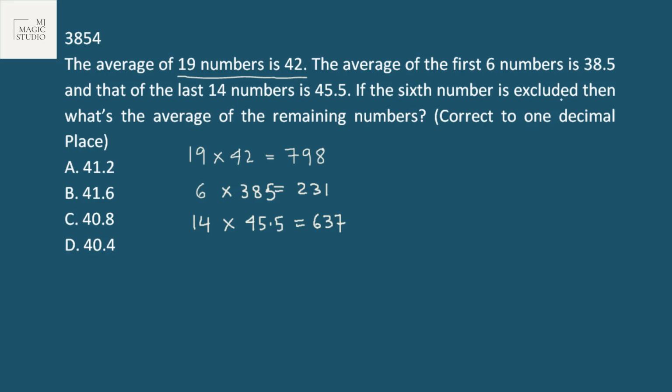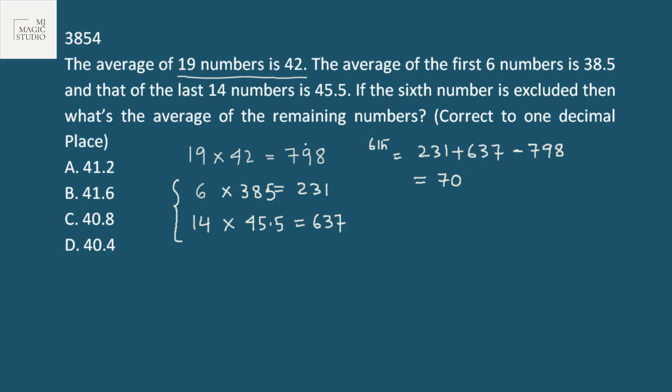If we add up these two, we would be adding the 6th number twice. So the 6th number is 231 plus 637, that is the total of 20 numbers where the 6th number is occurring twice, minus 798, the total of all 19 numbers. This will give us the 6th number, 70. The 6th number is 70.